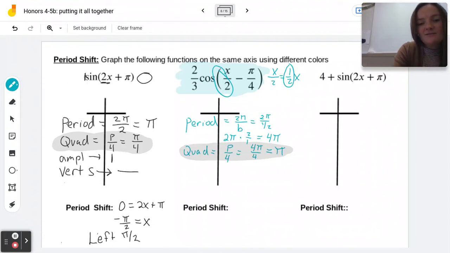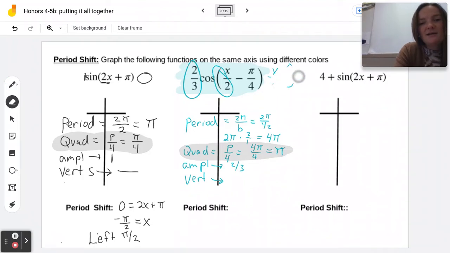All right, after that, let's figure out what the amplitude is. The amplitude is going to be the number in front of cosine, that's 2/3. That's how high it's going to get from the midline. And lastly, vertical shift. We actually don't have one here. We're not adding or subtracting anything to the outside, and so we can say no vertical shift.